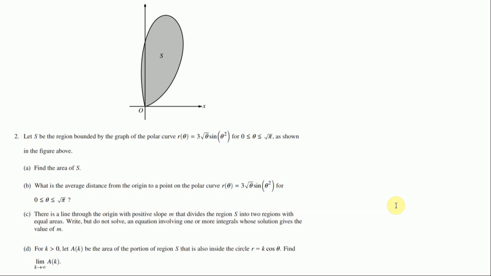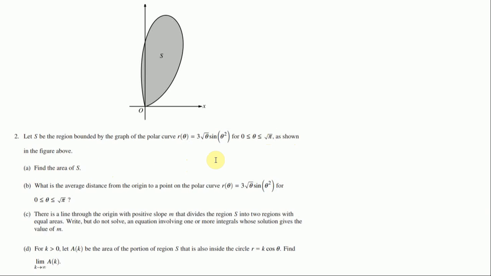Today we're going to be looking at the second of 6 Calc BC free response questions from the year 2019. We've got this figure here. It's called S, and it's the region bounded by the graph. They give us this graph for 0 to rad pi, and they want us to find the area of S.